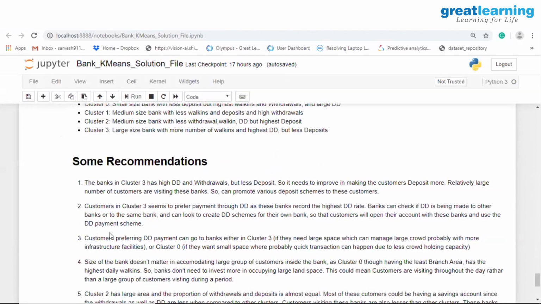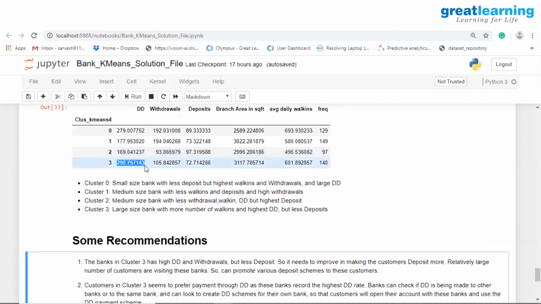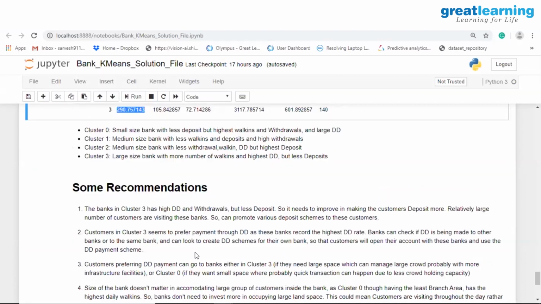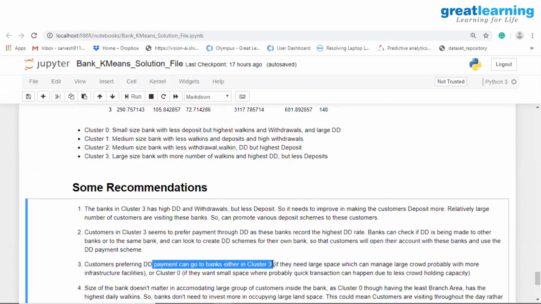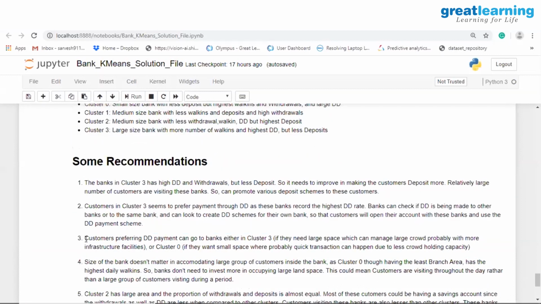So again, the customers preferring DD can go to banks in cluster 3 because they have a really very good DD section. People whoever wants to take DD are preferring that bank rather than some other banks, right? Because they are giving preference for this DD here. It could be something like that.